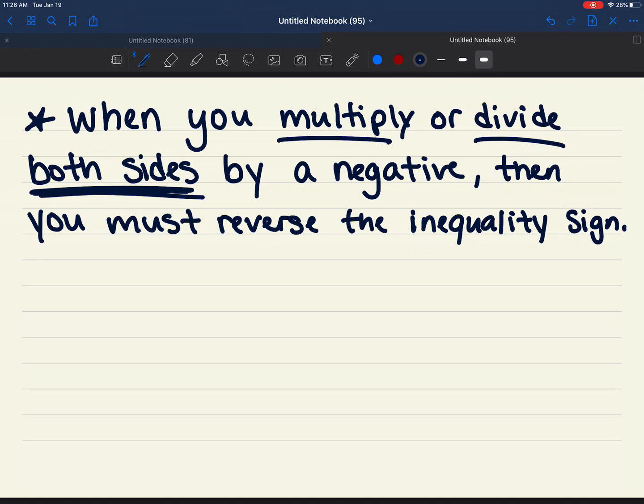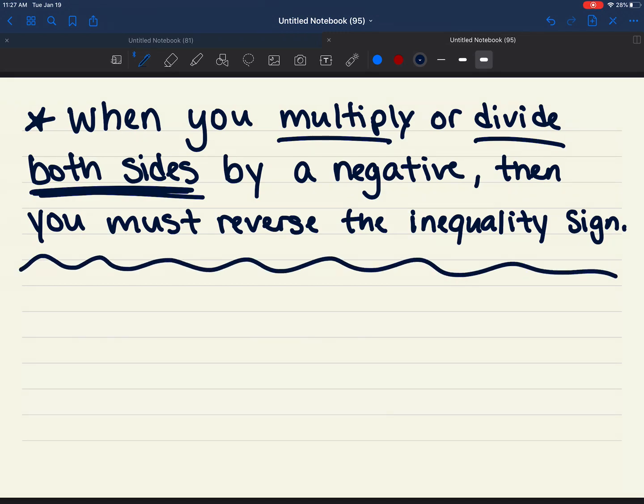Okay, notice I underlined multiply and divide. This only happens on multiplication and division. So, if you add or subtract, does that mean you're changing the inequality? No. If you multiply or divide both sides by a positive, do you change the inequality? No. Only when you are doing that to both sides by a negative. That's the only time, okay? Every other time, you just leave it exactly how you see it, okay? Now, that doesn't mean we're going to use that right off the bat, but in just a second we are, okay?